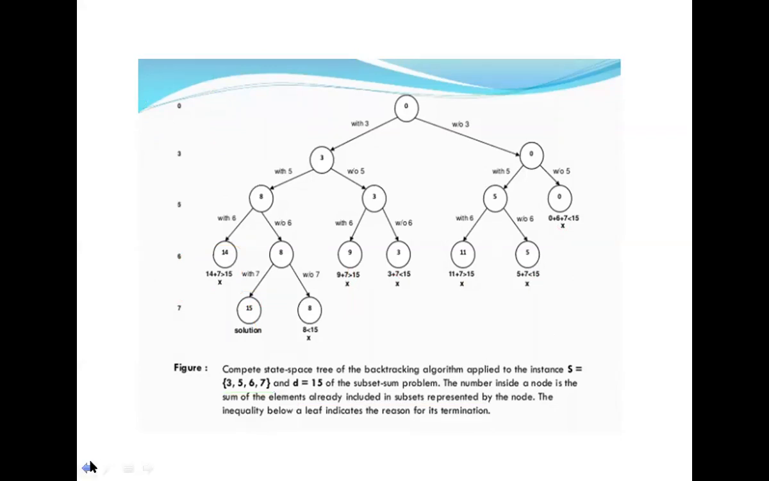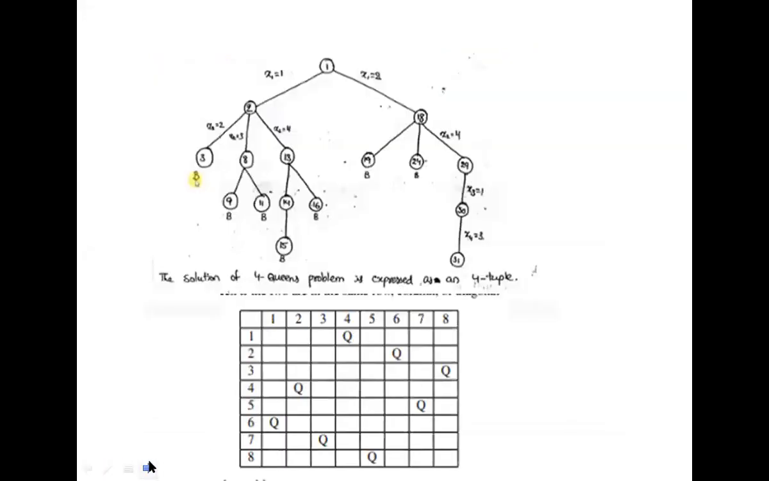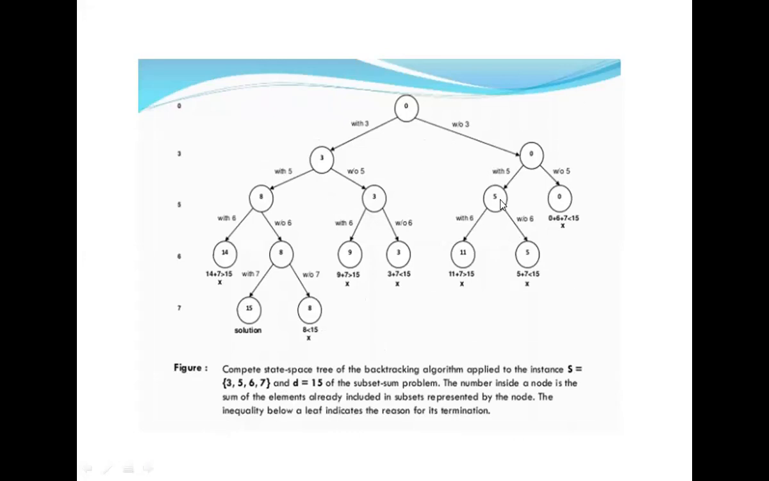Next we have only 2 topics remaining in the 5th unit, that is graph coloring and Hamilton circuit. After that, the 5th unit is completed. So this is the subset problem. Here we are using the DFS method only, the depth first search method.